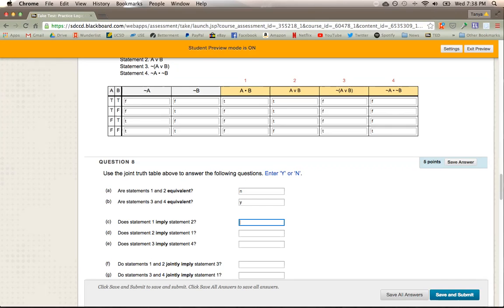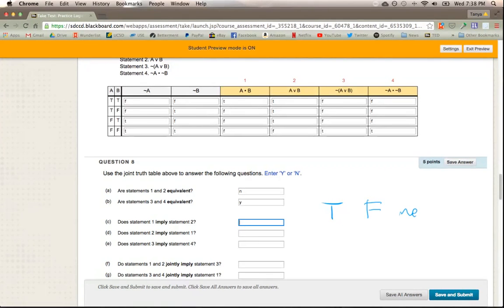Okay, does statement one imply statement two? Is there a row where statement one is true and two is F? If you find a TF case, that means no implication. So is there any row where one is true and two is F? They're both T here, F, T, F, T, F, T. There is no row where statement one is true, but two is false. So yes, one implies two.